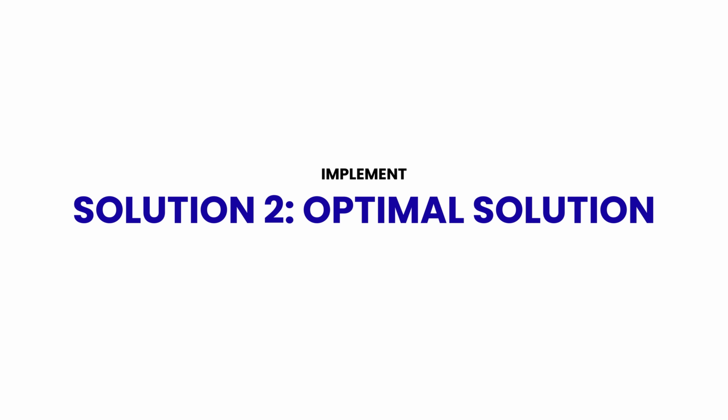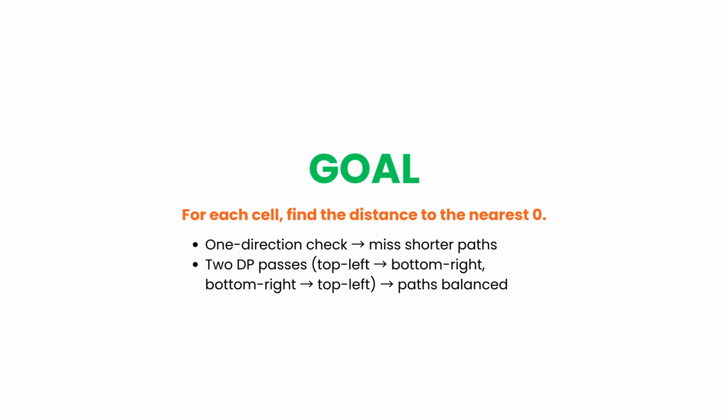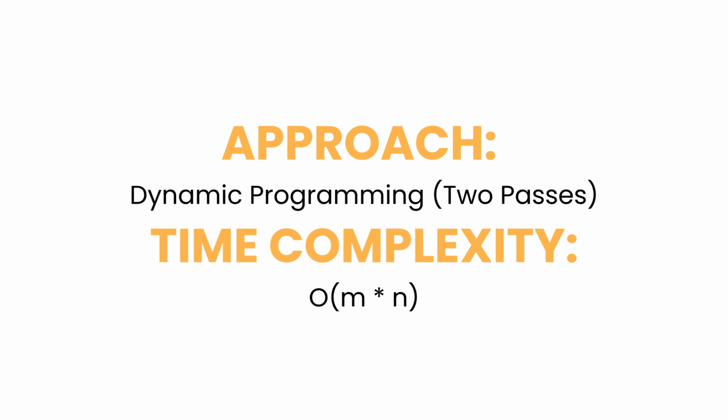Let's walk through this solution. The main goal here is simple. For each cell, find the distance to the nearest zero. If we only look in one direction, we'll miss shorter paths coming from the other side. If we do 2 DP passes, top left to bottom right, then bottom right to top left, everything balances out. Approach, dynamic programming, 2 passes, time complexity, O(MN).